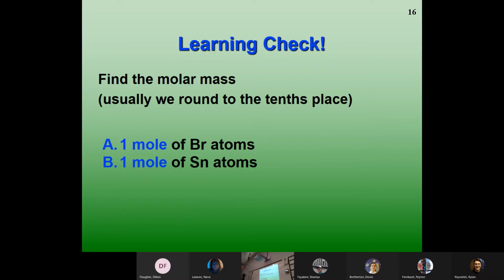All right, so what's the mass of 1 mole of Sn? 118.7 on the periodic table. So again, if I was doing a reaction, I don't want 1 gram, I don't want 1 atom, 1 molecule. I want more than that.